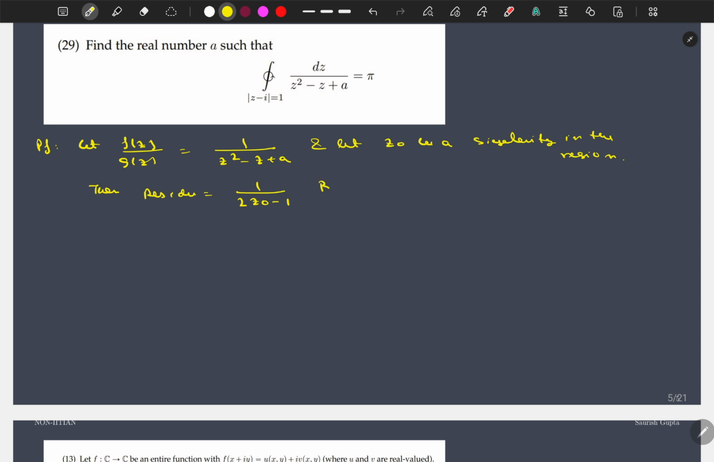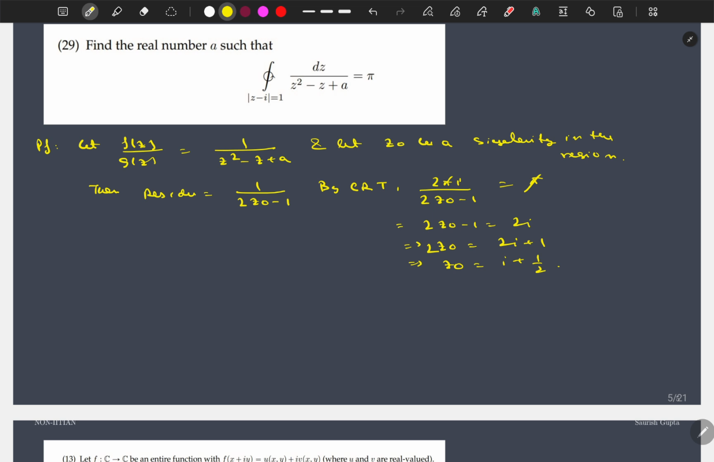So by the Cauchy residue theorem, what do we have? 2 pi i by 2 times z naught minus 1 should be equal to pi. So these cancel out, and what are we left with? So I have 2 z naught minus 1 is equal to 2i. So therefore 2 z naught is 2i plus 1, so I have z naught is i plus 1 over 2, right?